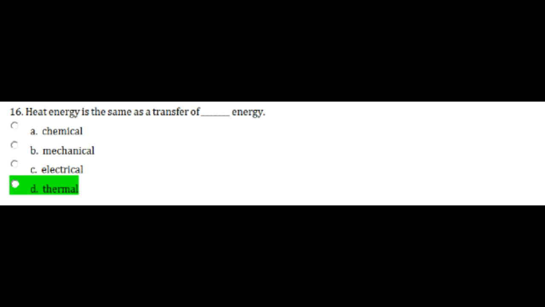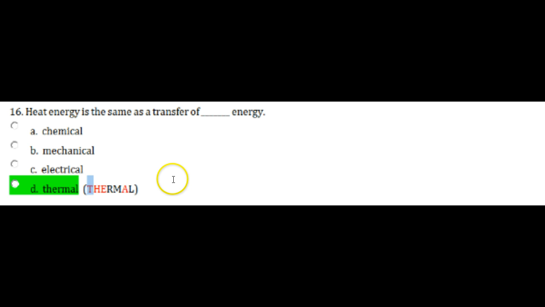Number 16 says, heat energy is the same as a transfer of blank energy. Oh my word, remember? We learned a trick. What was it? Thermal. Heat is inside the word thermal. And since we can see heat inside thermal, H-E-A-T, we can get this answer right the next time.